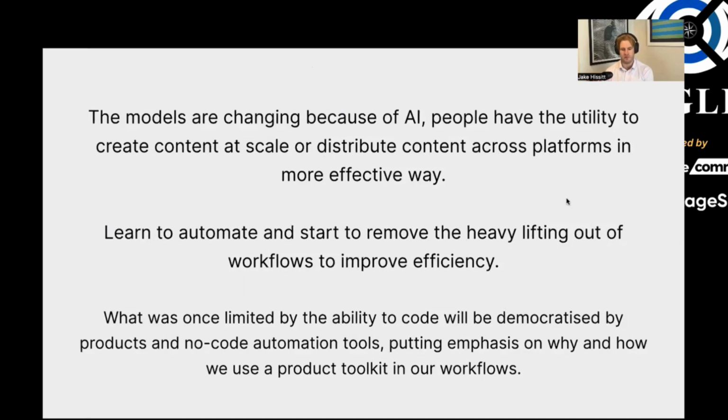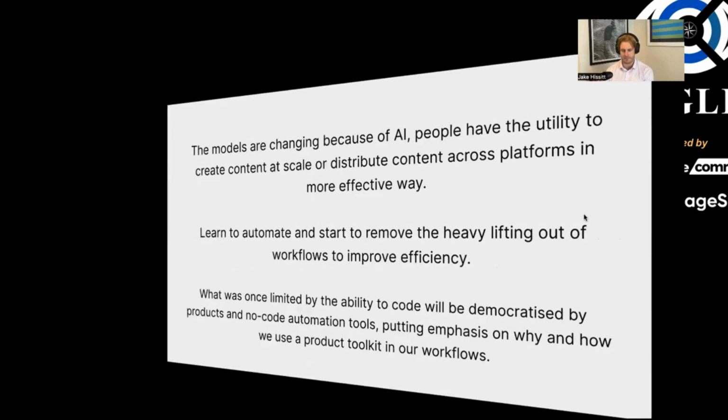Now, the models in the world of AI are changing all the time, and creating content has become quite easy. They say that more content was created in the last year than in the whole history of the internet. This is because people have started to use AI and automation to create huge volumes of content with ease. What was once limited to people who could code is now democratized across the internet, which puts an emphasis on how we use particular tools and skill sets when creating content.